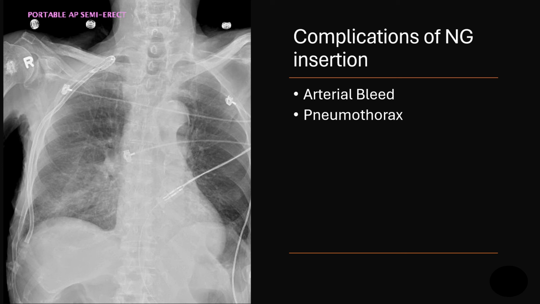So it's really important to understand that when you place the NG tube, even for something as simple as trying to get an alternative form of nutrition, you need to understand the two main complications of NG tube insertion, which is bleed and pneumothorax.